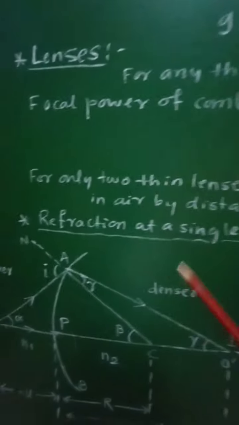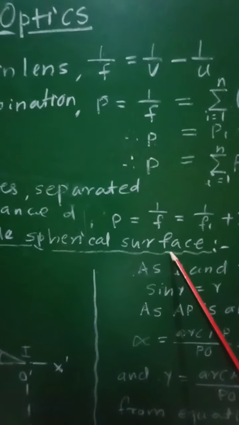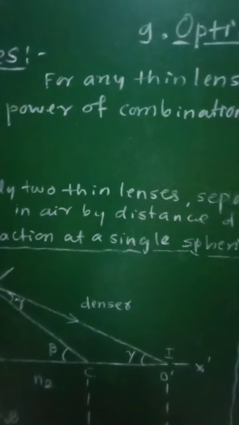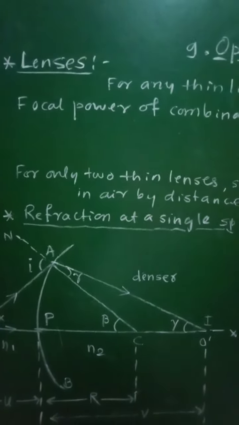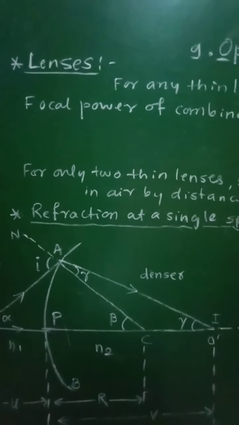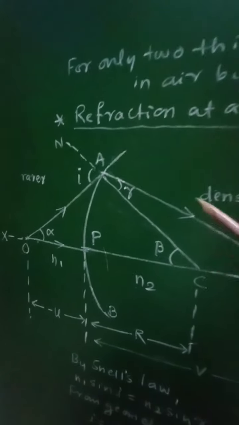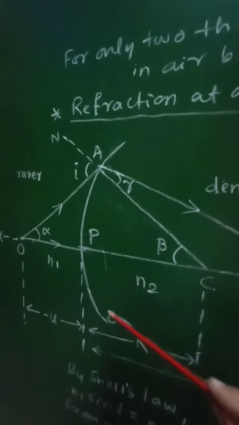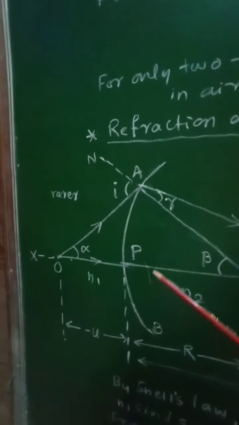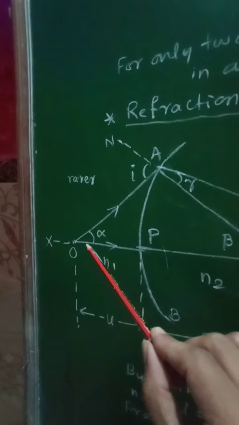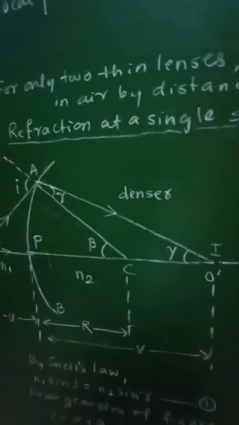Now, let us see the refraction at a single spherical surface. If you consider the ray diagram, then in that ray diagram, this APB is a curved surface. It is a single spherical surface. Then the point object O will be placed here along this x dash line.